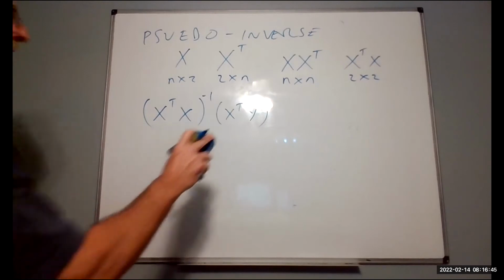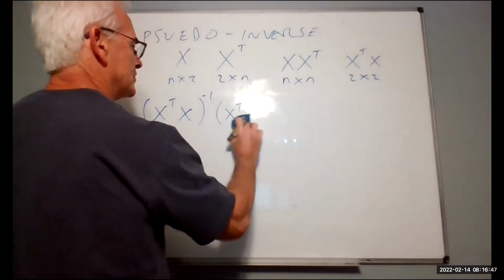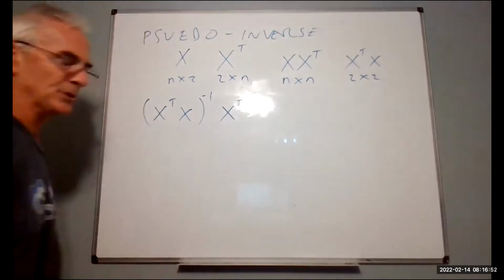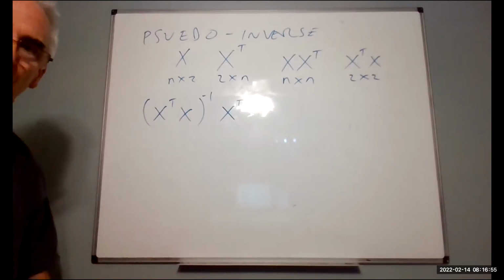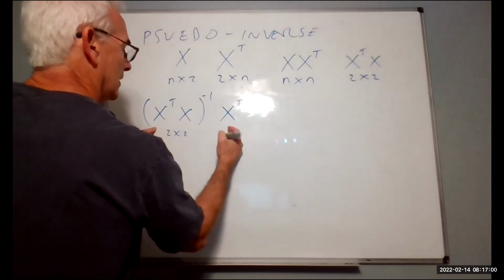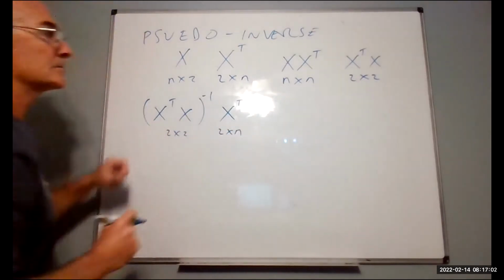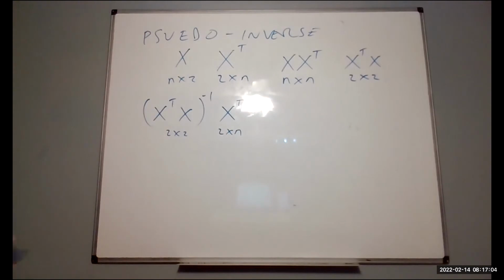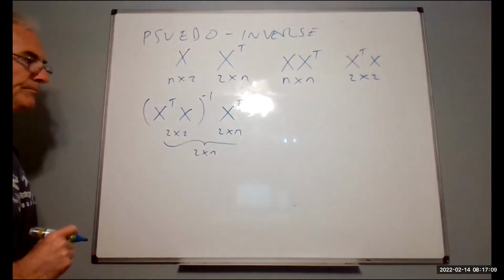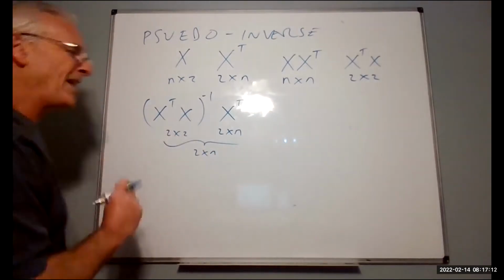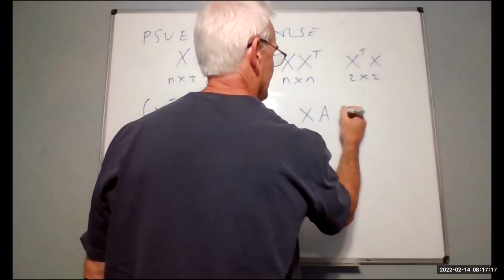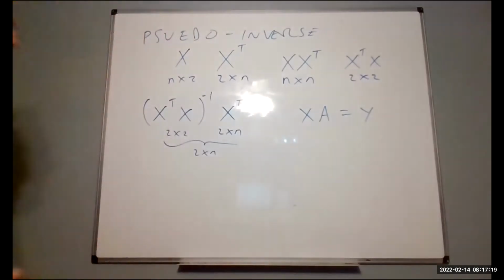Now, if I want to do this much right now. Hold the thought here. I just want to do that much for a moment. Leave the Y out for a second. We're going to multiply that one. This is 2 by 2. This is 2 by n. That means this whole thing right here is 2 by n. Remember, our original problem was Xa equals Y, and we're trying to solve for A.